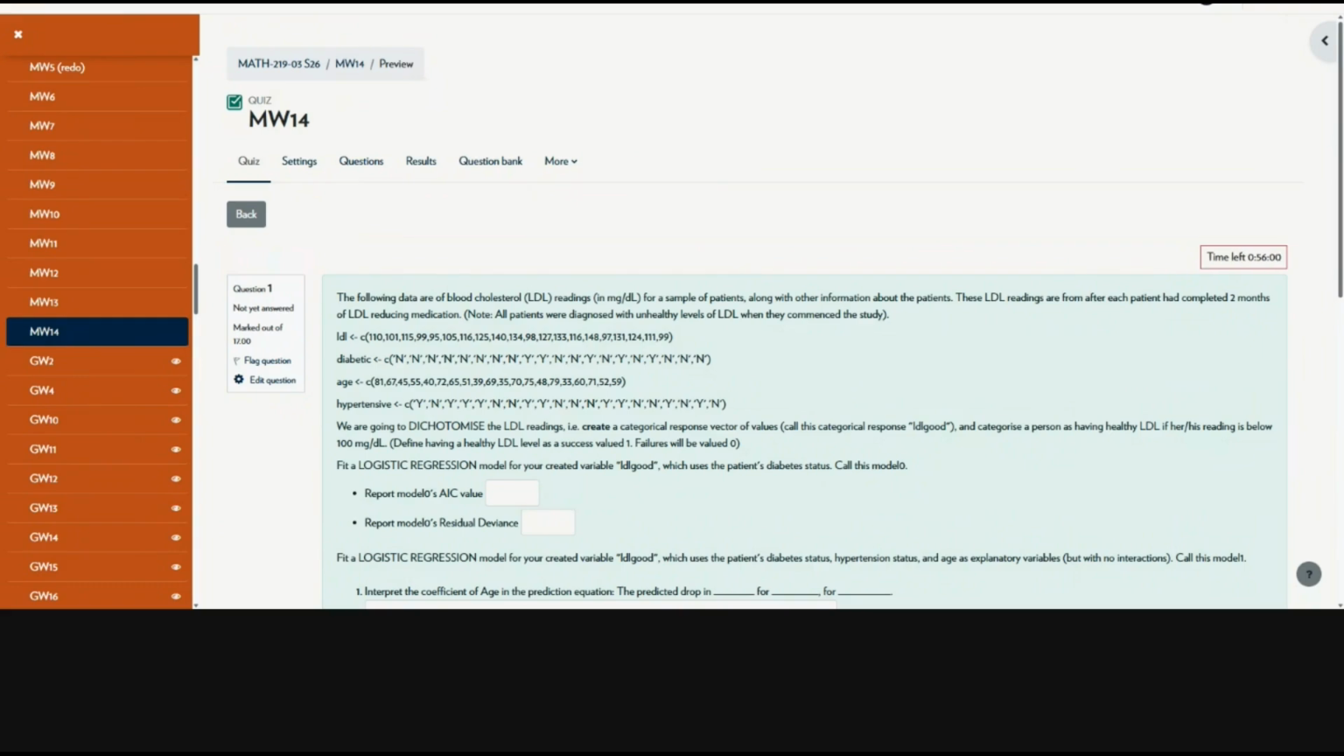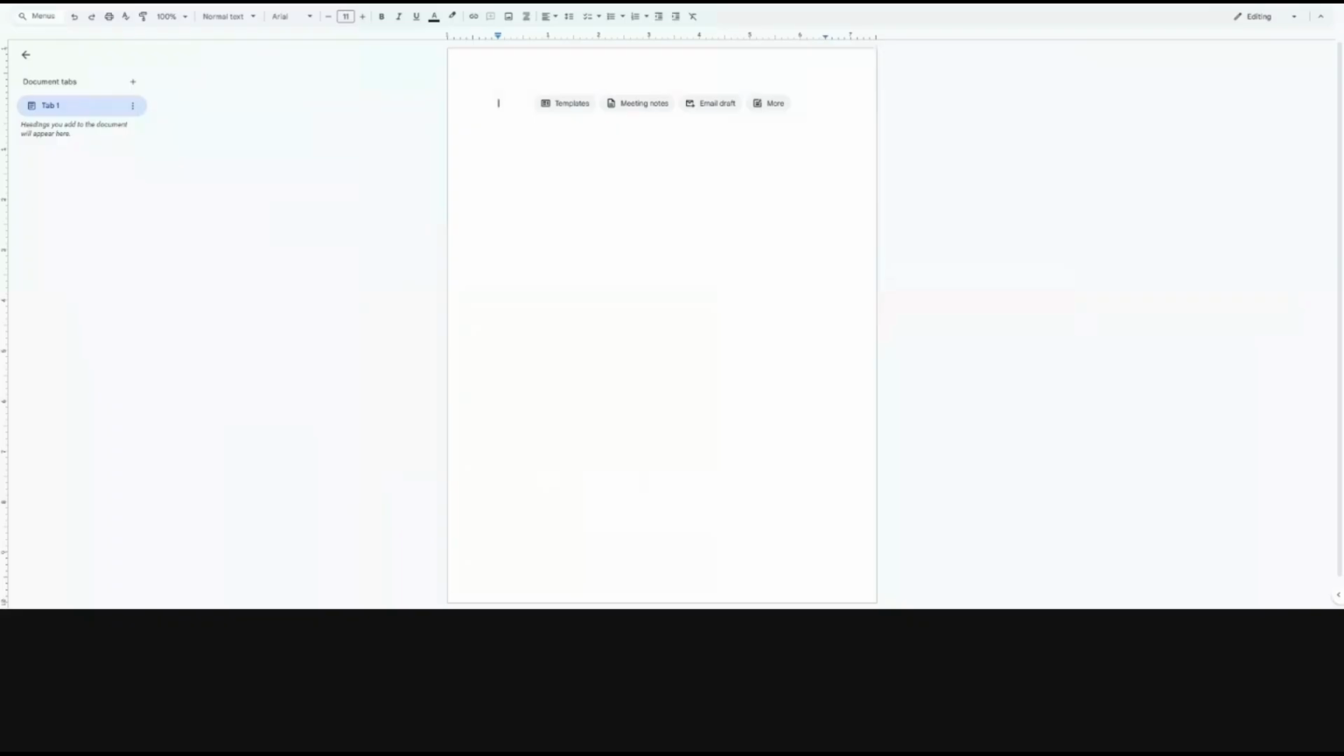So you need to make an additional vector like LDL, something like this: LDL good. And then you have c, then ones and zeros like that. That's what I need. All right, so you can get started on that one.